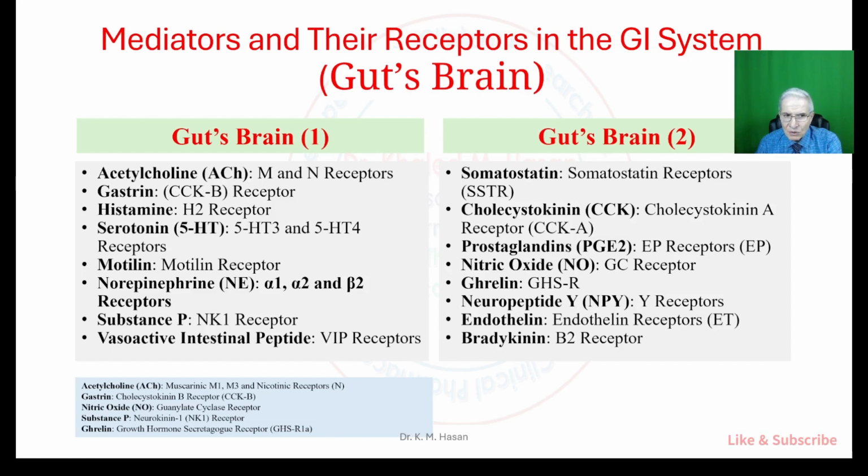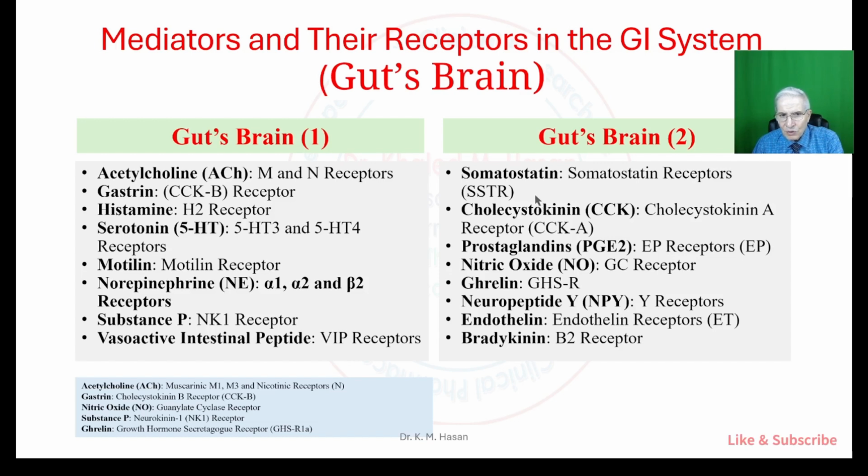Serotonin binds the serotonin 3 and serotonin 4 receptors in the GI system. Motilin binds the motilin receptor. Norepinephrine has several types of receptors, especially alpha 1, alpha 2, and beta 2. Substance P binds the neurokinin 1 receptor. Vasoactive intestinal peptide binds the VIP receptor.